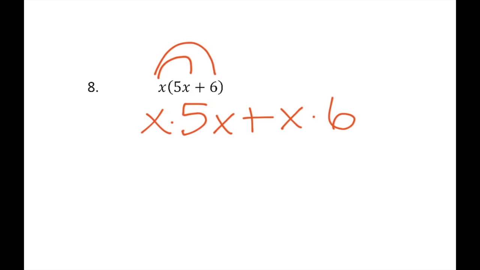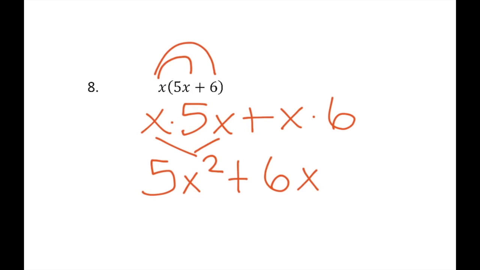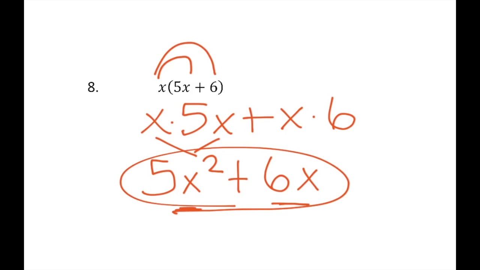I always put my coefficients first, so when I combine this together, I'm going to start with 5, and then I know that x times x, we practiced this on the last few problems, is x squared, plus 6 times x is, once again, I put my coefficient first, so 6x. I cannot combine an x squared and an x, so that is my final answer.